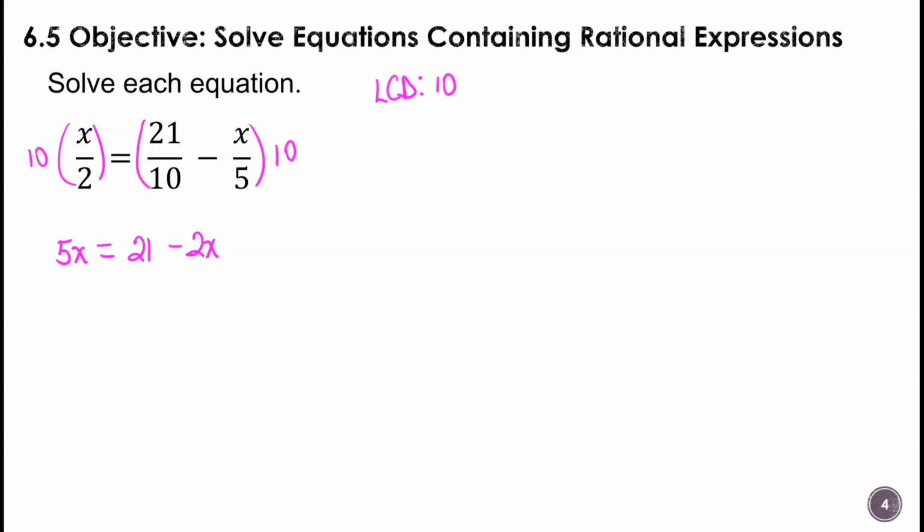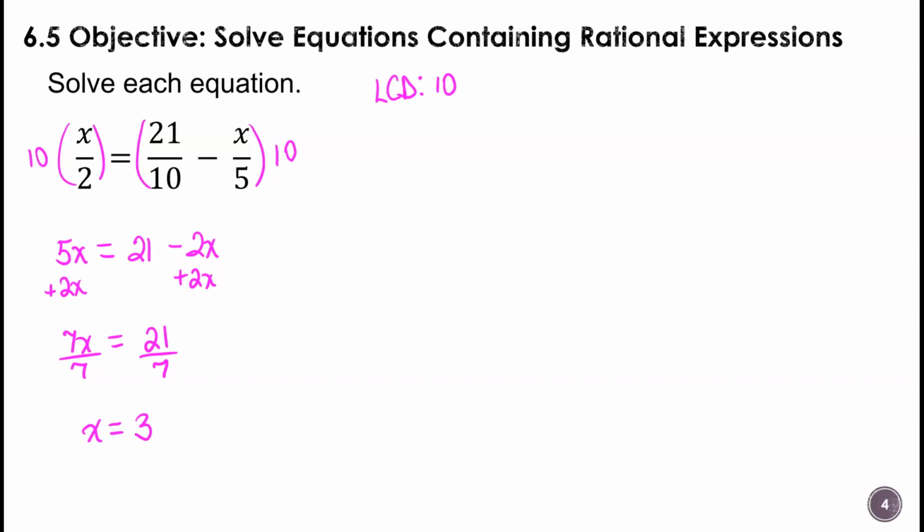5 goes into 10 2 times, so we're going to multiply 2 times negative 1x, so that's a negative 2x. So we've cleared the fractions, which was the goal. Now we can solve this equation. This is linear because my x's are only to the first power. So we're going to add 2x to both sides, and then we'll divide by 7. And we find that our solution is 3.